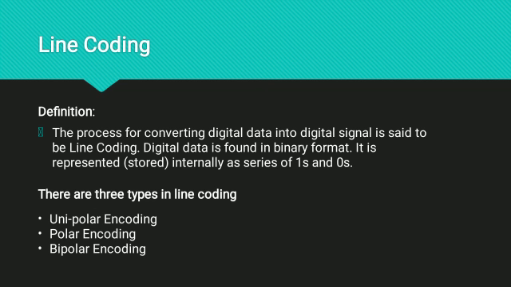Definition for line coding: the process of converting digital data into a digital signal is said to be line coding. Digital data is found in binary format. It is represented internally as a series of ones and zeros. There are three types of line coding: unipolar encoding, polar encoding, and bipolar encoding.